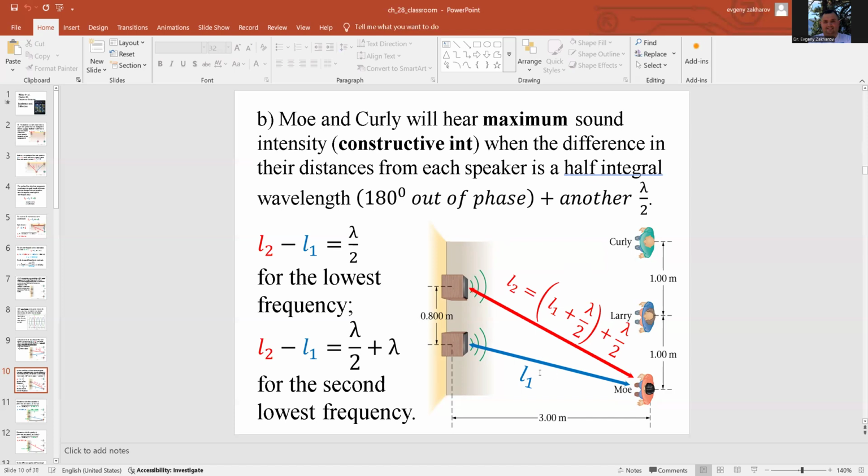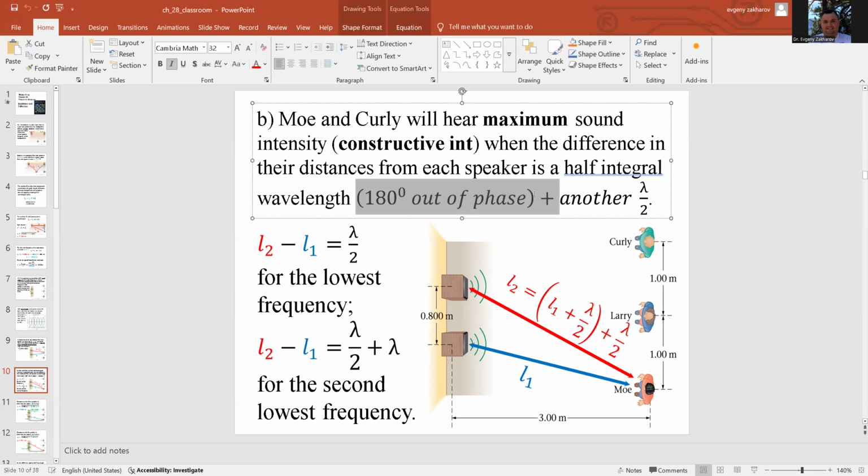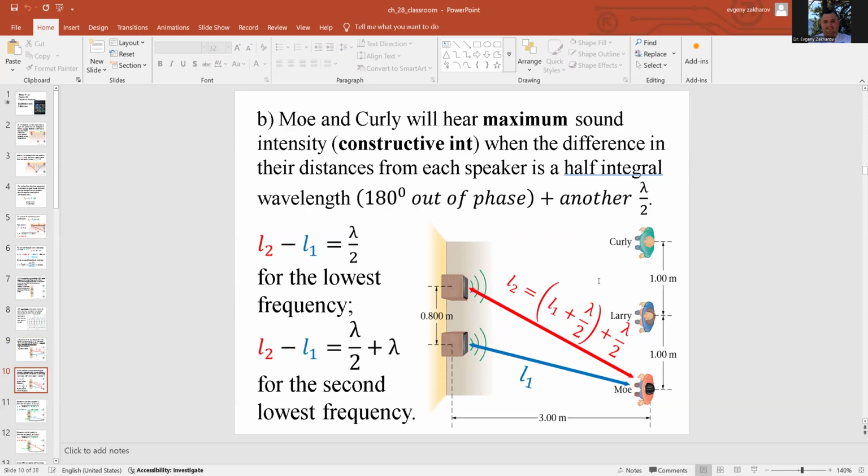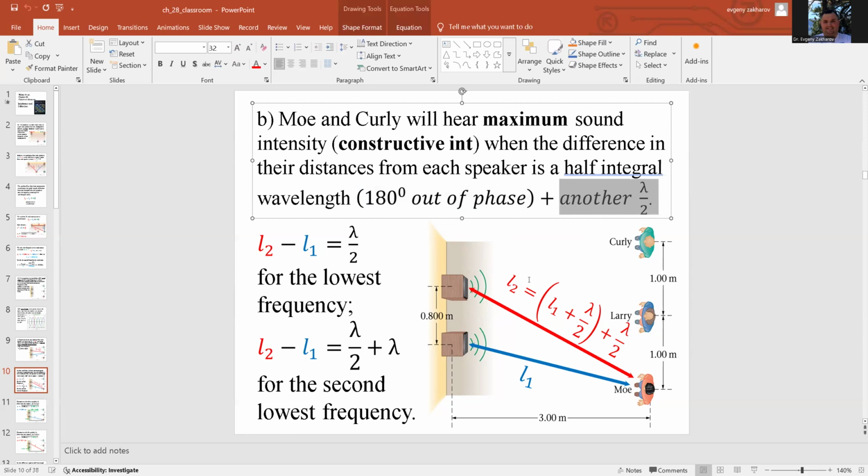So what do we see? We see the same L sub 1 and L sub 2. And for maximum, in order to get the constructive interference from something that is out of phase, you have to start with the out of phase, to see the in-parentheses expression that we used for Larry with the same logic. And it's another lambda over 2 to make up for constructive interference rather than destructive interference.